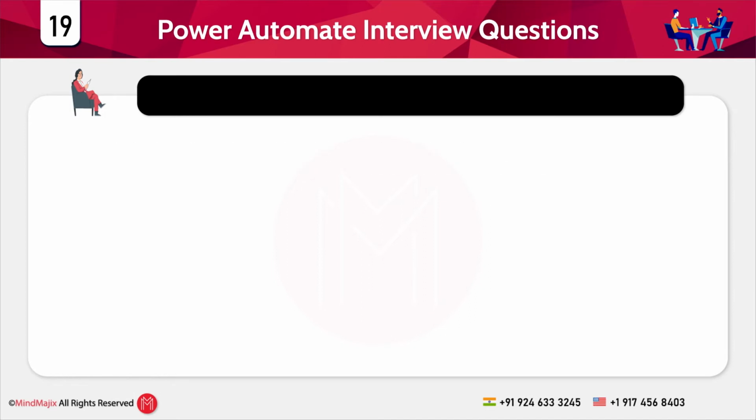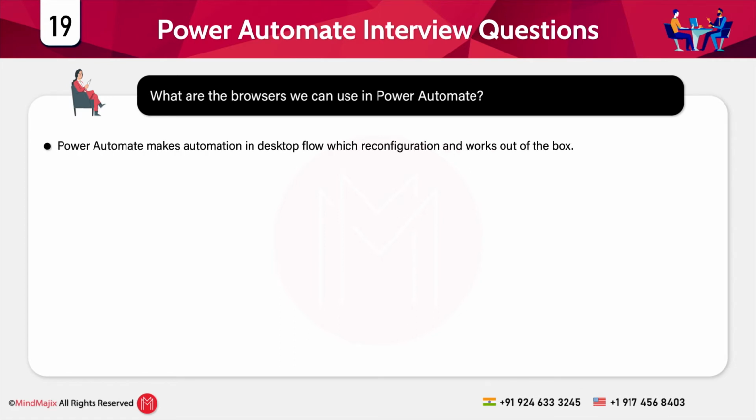The next question is, what are the browsers we can use in Power Automate? Power Automate makes automation in desktop flow, which requires no configuration and works out of the box. This platform can be used in Google Chrome, Internet Explorer, Microsoft Edge, and Mozilla Firefox.